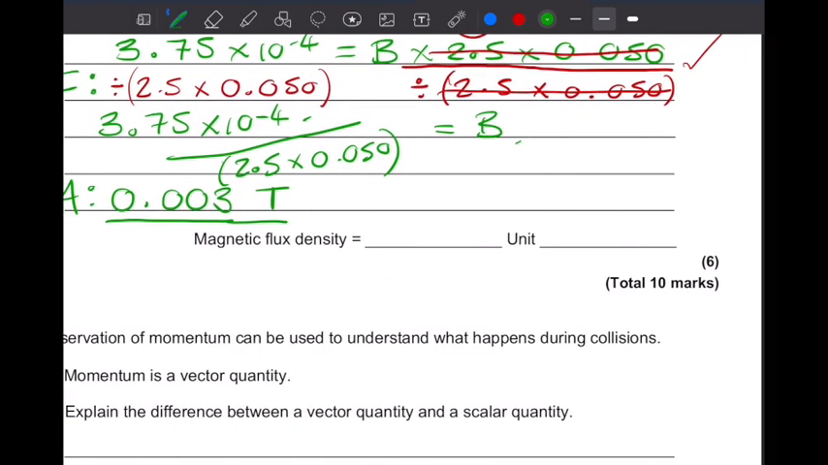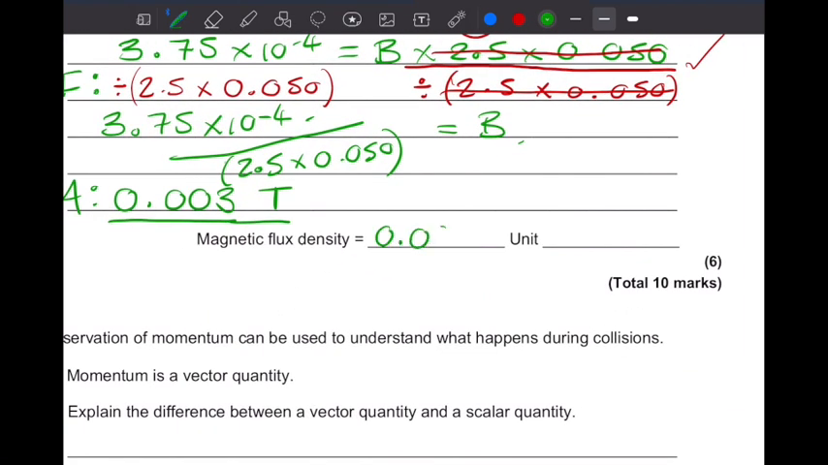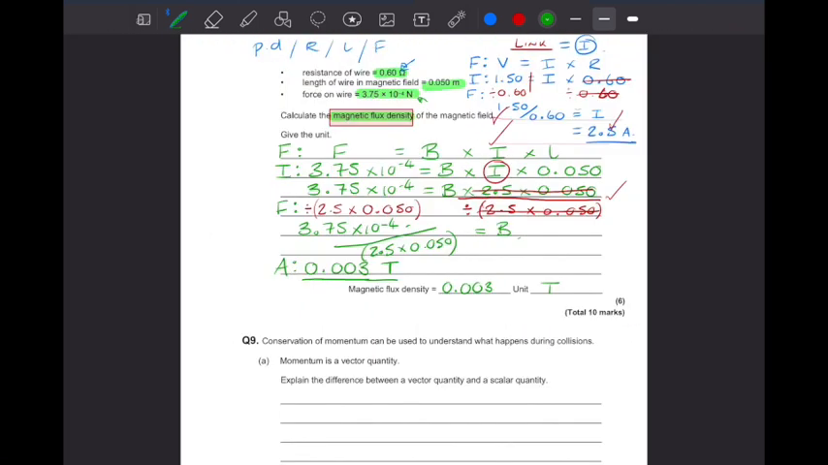So I'm going to put those answers into here, 0.003, and the unit is T for Tesla.